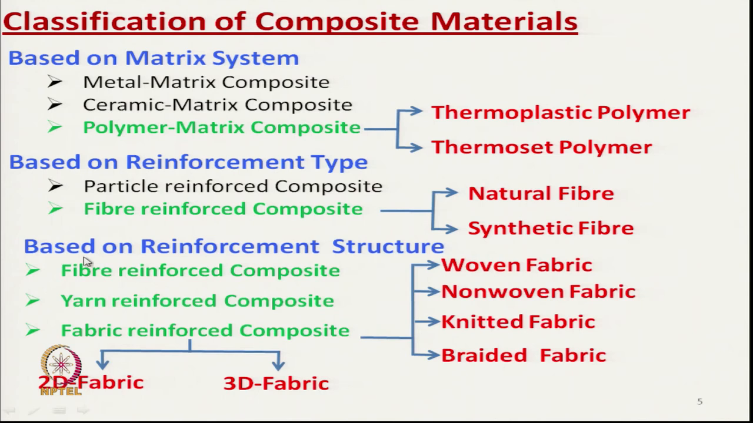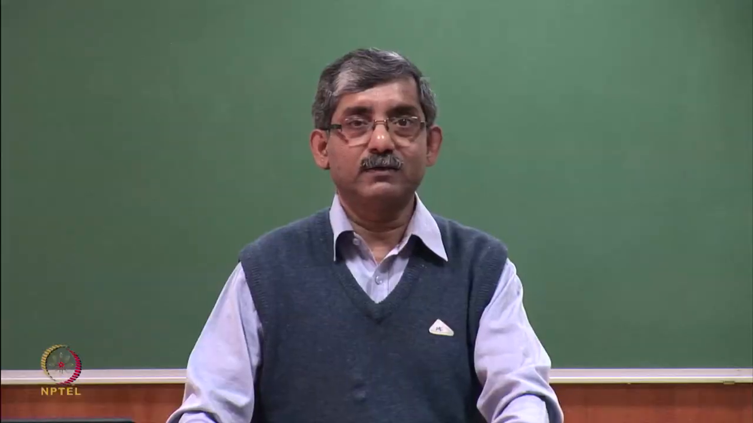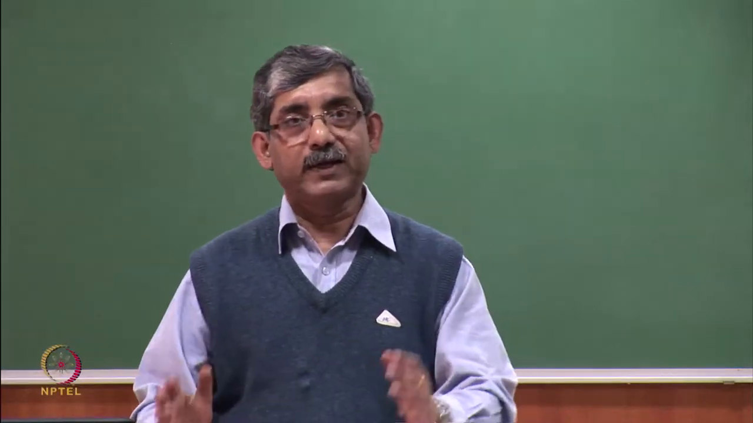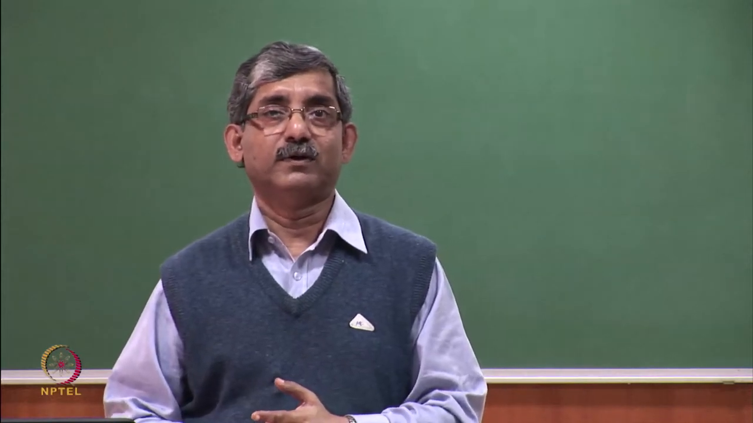And based on reinforcement structure, we can also classify the composite. In textile reinforced composite, it is classified as fiber reinforced composite, yarn reinforced composite and fabric reinforced composite. If the reinforcing materials are of loose fiber form, then we call it fiber reinforced composite. If it is in yarn form, it will be yarn reinforced composite, and if it is fabric form, it is fabric reinforced composite. And in application, we use all three types of composites.